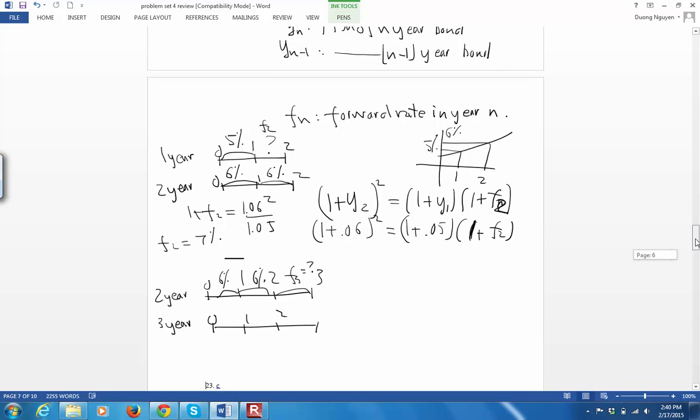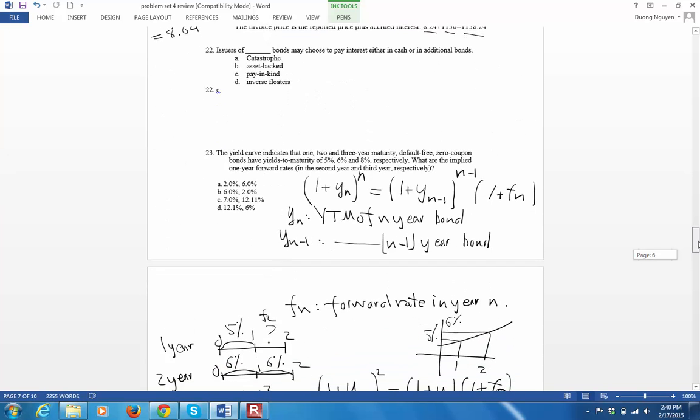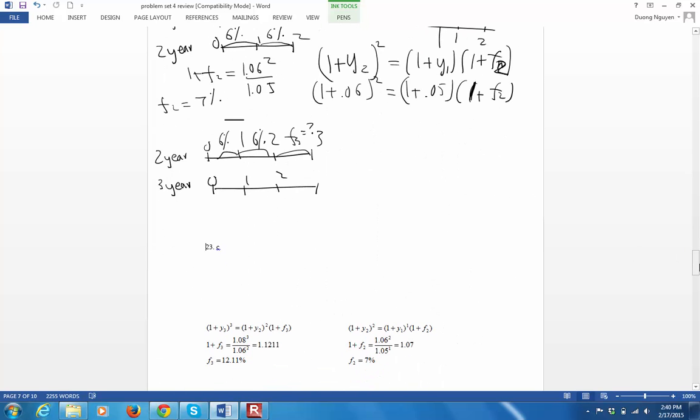It is 8%. Alright, so if you invest your money in the 3-year bond, you get 8% every year. If you invest in the 2-year bond, you get only 6% for 2 years. So what should be the interest rate in the third year to make the two competitive?